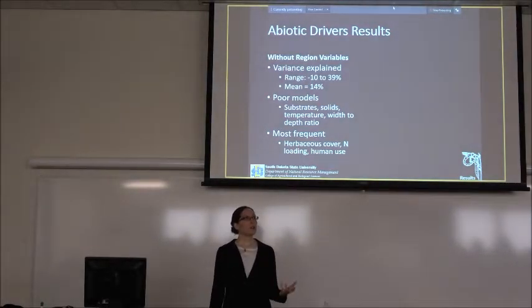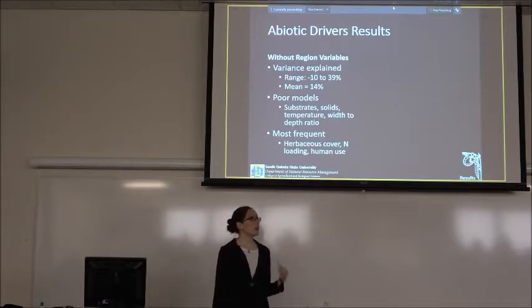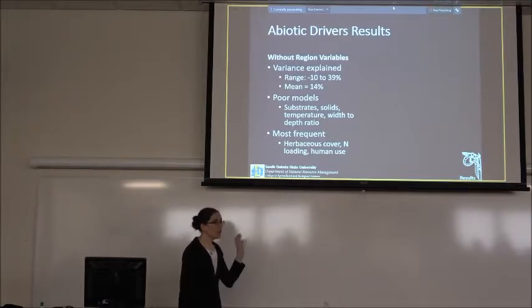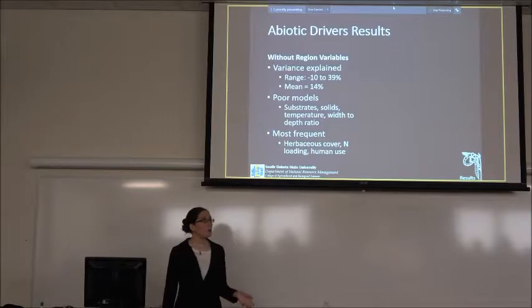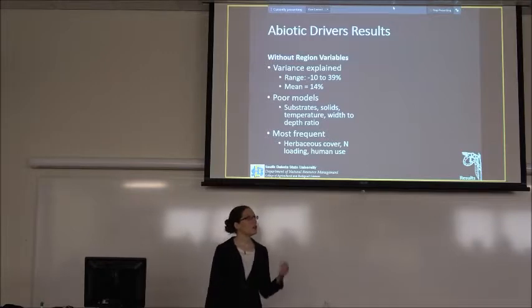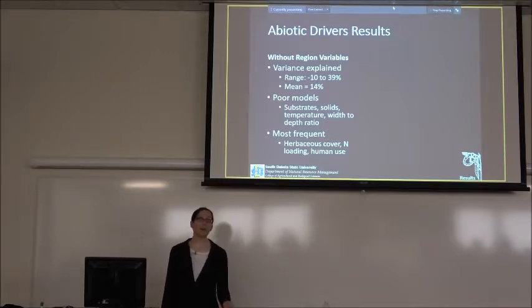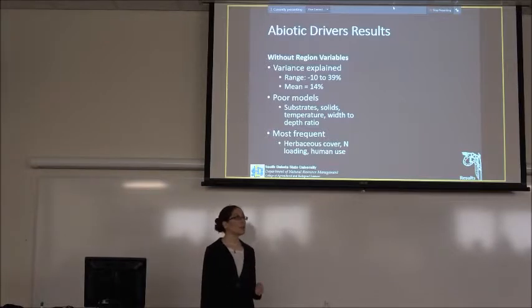When we're delineating our drivers for our in-stream habitat, when we just include our watershed metrics as predictor variables, we can explain between -10 and 39% of the variance in our habitat characteristics. The negative values just mean that we had more variance in the model than in the data itself. The average was about 14%, and our poorer performing models tend to be those for substrates, total suspended solids, temperature, and width-to-depth ratio. However, the most frequent model components that showed up in our final models were measures of herbaceous cover, both within the riparian zone and within the watershed, nitrogen loading, and human use. And if you recall, that corresponds pretty well with the land use gradient that we saw in the NMDS.